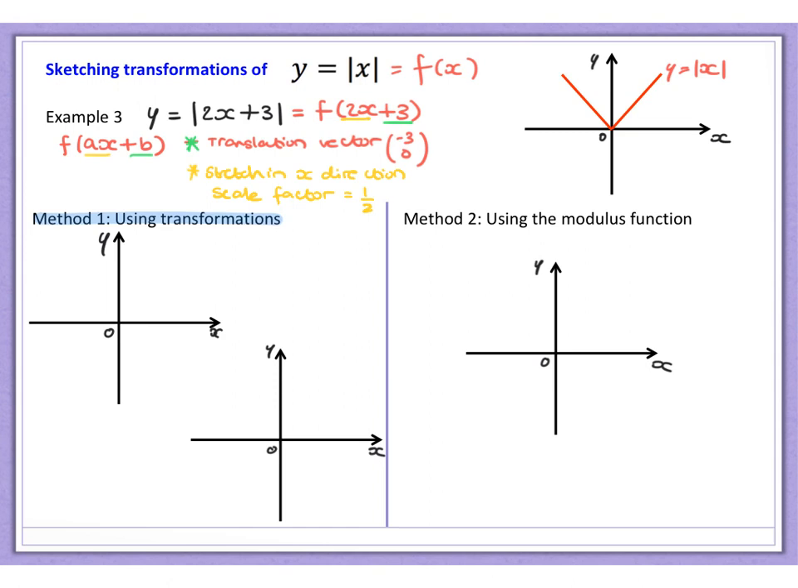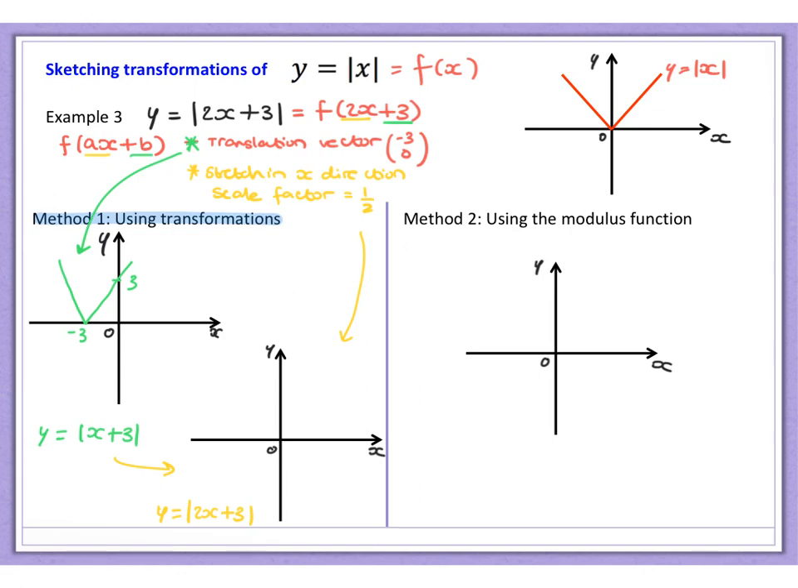So we're going to do this in 2 stages. We're going to sketch the translation first of all over here, which will give us the graph of y equals mod x plus 3. So we know that's a translation with a vector -3, 0. So this gives us a graph that looks like this. We're then going to sketch the second part of the transformation, so from here to here, which is going to give us the final answer of y equals mod 2x plus 3.